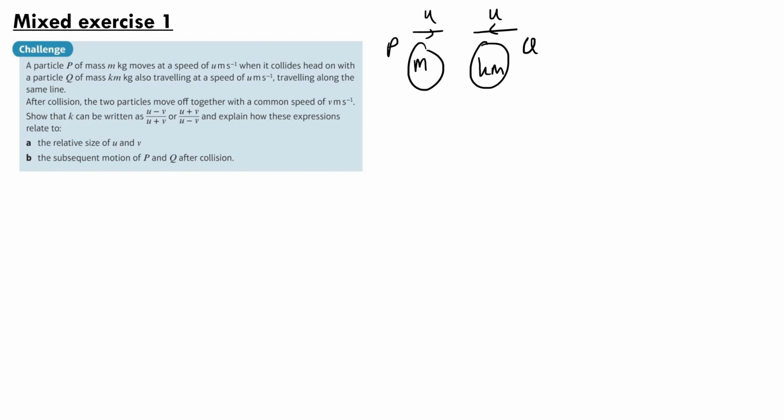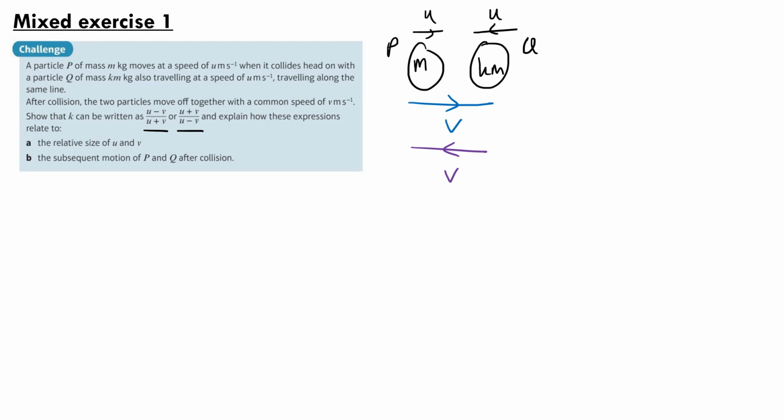Okay, so first of all, we know that they're going to be moving off together, or coalescing, at a common speed of v meters per second, but we don't know if it's going to be in the same direction as P, in that direction there, or if it's going in the opposite direction, in the same direction as Q was initially. So it could be going either way, and we need to consider both options, and that's where these two different expressions for k come from.